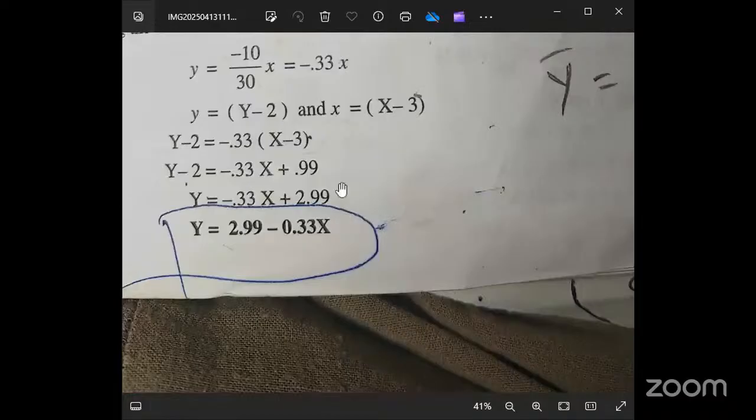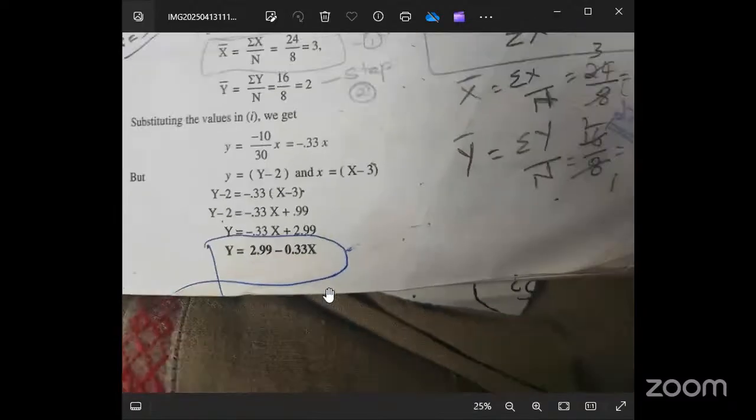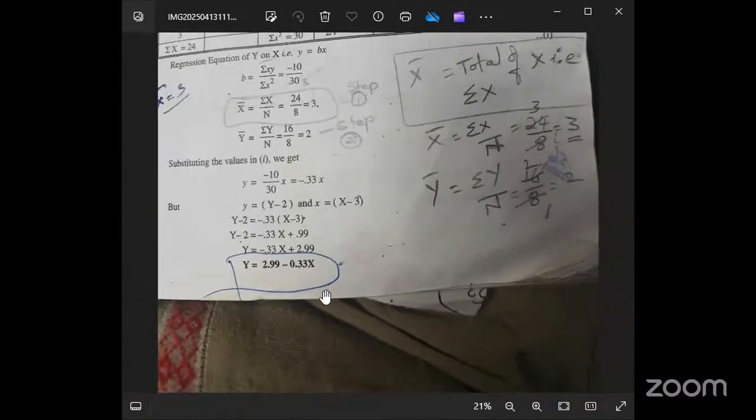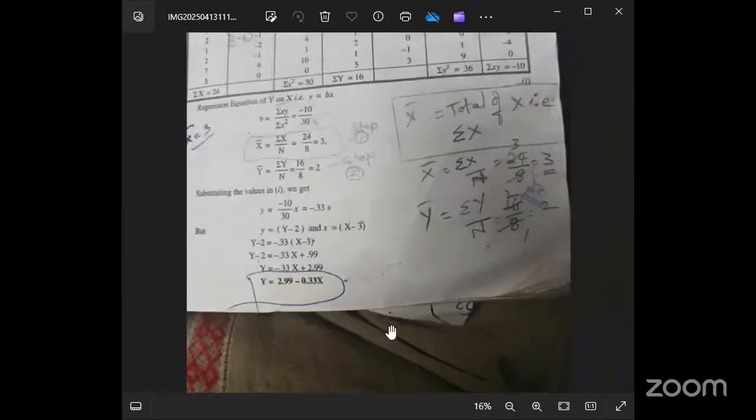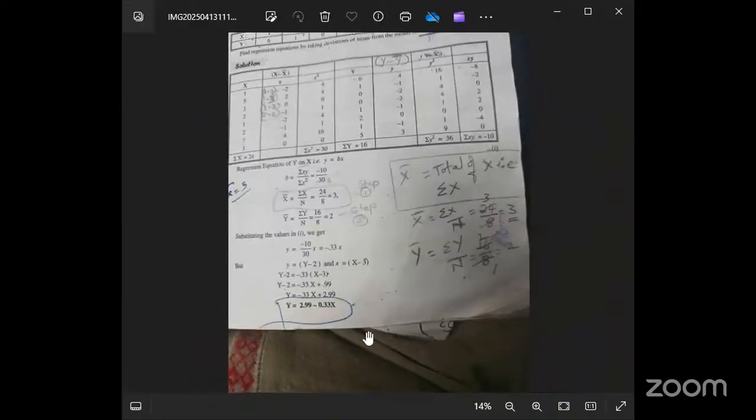So y minus 2 equals minus 0.33x plus 0.99. How did we get this 0.99? It is minus 0.33 into minus 3. So the next equation, y equals minus 0.33x plus 2 plus 0.99. So we get 2.99. So y equals 2.99 minus 0.33x. You can see this is the first equation, that is y on x. Simply take a glance so that we can do the next equation, that is x on y.